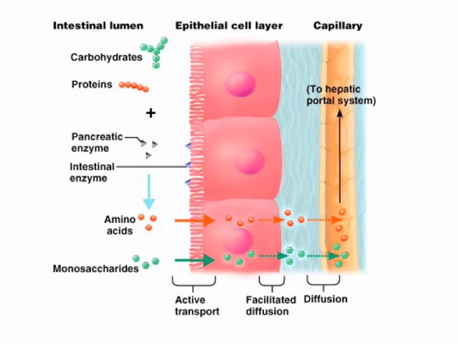So taking a look here, we've got some sugars, or carbohydrates, let's say, moving across. We've got some amino acids, some proteins moving across actively.